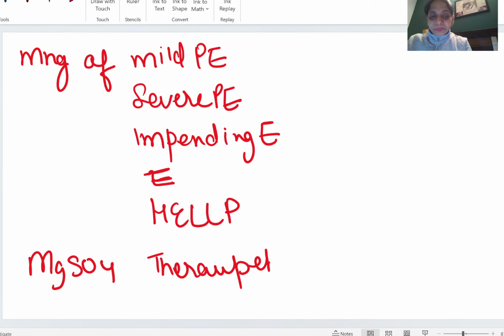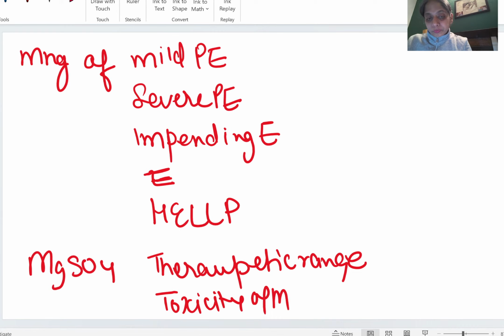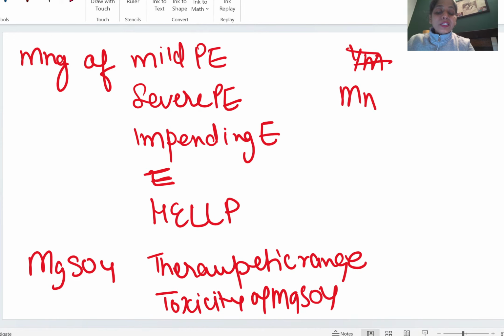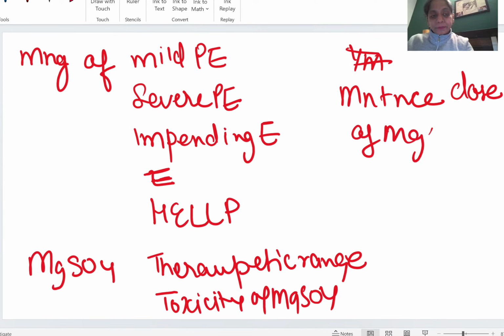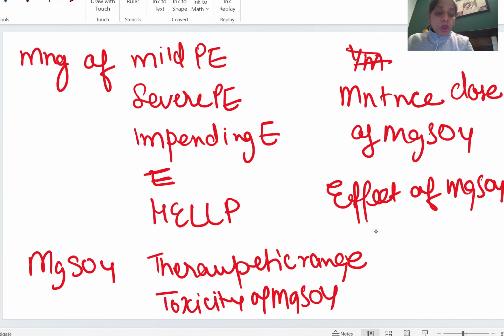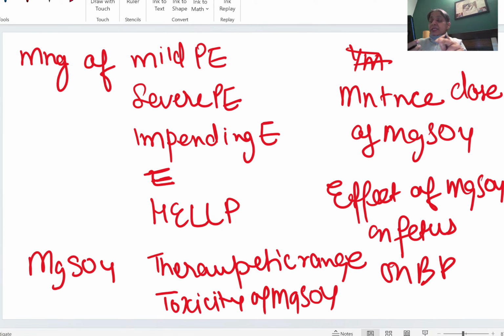the therapeutic range, the toxicity of magnesium sulfate, the IM maintenance dose of magnesium sulfate, how long to give it, the effect of magnesium sulfate on fetus and the effect of magnesium sulfate on BP. From this, I tell you, on 20th January when you come out, the question will be from these 10; one question is sure going to come.